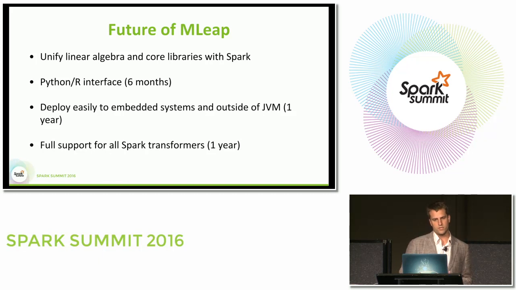Within the next 6 months or so, I want to provide a Python interface, maybe an R interface. 6 months is a little ambitious for that, maybe. I want to deploy easily to embedded systems outside of the JVM. So you shouldn't be limited just because you're training your model on the JVM. Doesn't mean you should be limited to executing your model on the JVM. You should be able to execute it anywhere that you want to.